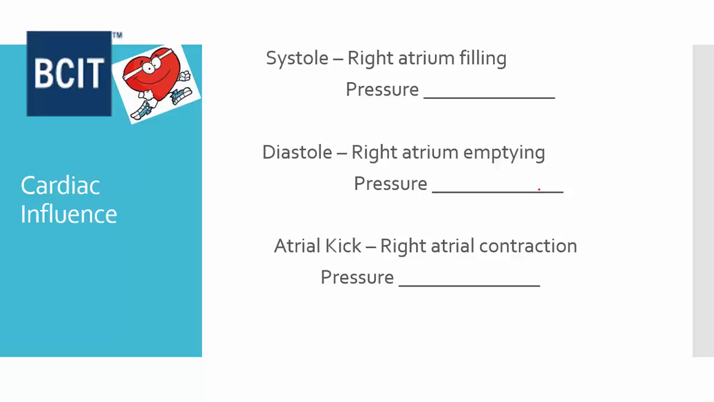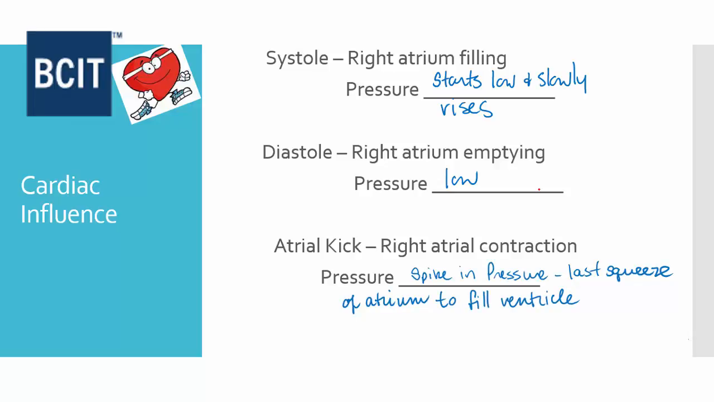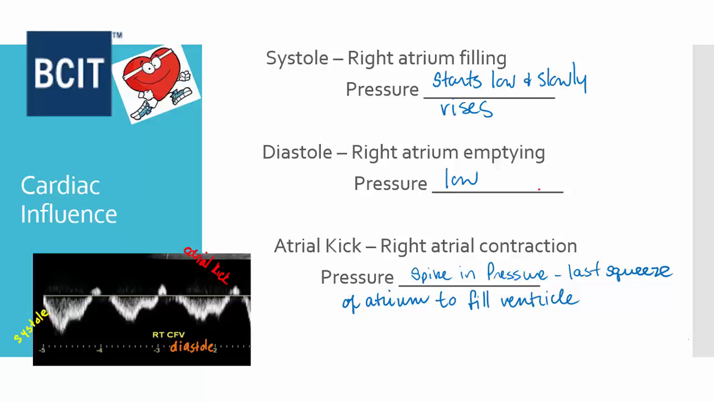We also can look at the cardiac influence and what's happening in the right atrium. During systole, the pressure starts low and slowly rises. So right atrial filling is happening, or venous return is happening. During diastole, that tricuspid valve is wide open, so pressure is low, and the right atrium is continuing to fill. During atrial kick, or right atrial contraction, there's a spike in pressure, so that last squeeze of blood going from the atrium to help fill the ventricle. And this is what it looks like over here. We have systole, diastole, and atrial kick.